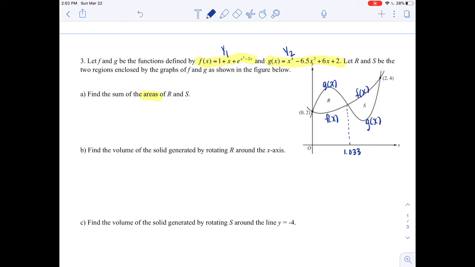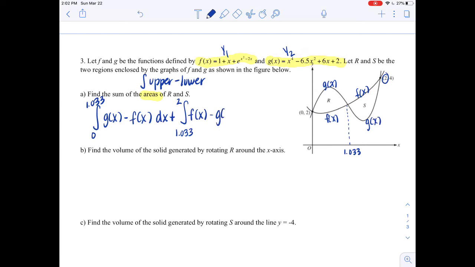A lot of people make mistakes with area because they start throwing pies and squaring things, but that's only when you're dealing with volume. If it's area, the area is always integral of upper minus lower. Okay, so you're going to integrate from 0 to 1.033. That's the first region. Your upper function is g of x, your lower function is f of x, and then you're going to add the integral for the second region. So integral from now 1.033 to 2, you can see right here, 2 is the end of that region. And again, the upper and lower change in this second one, f of x minus g of x dx.